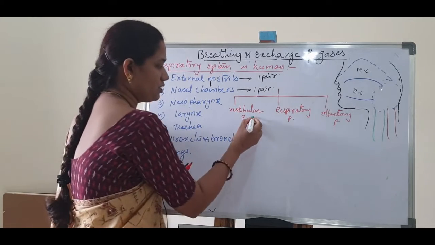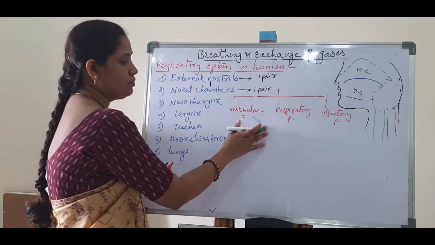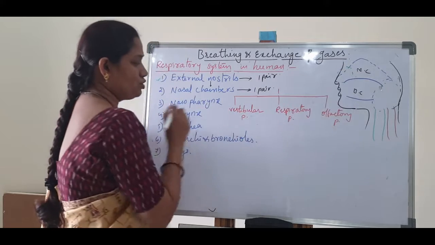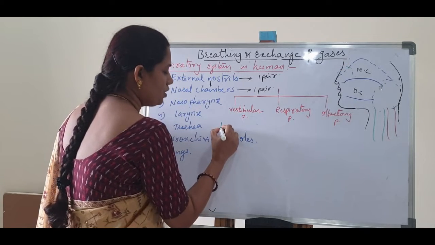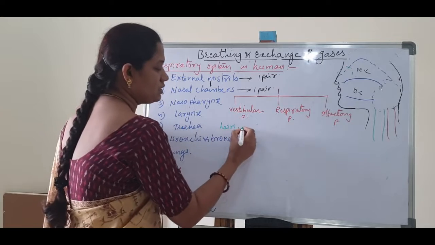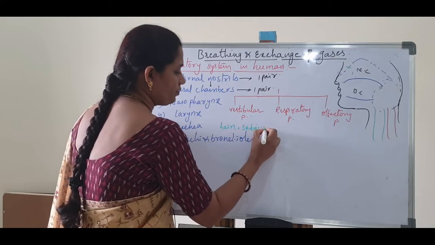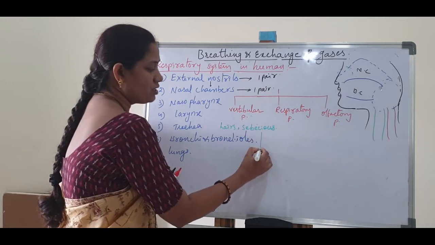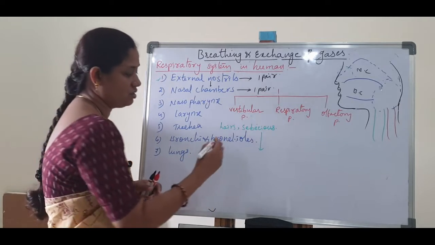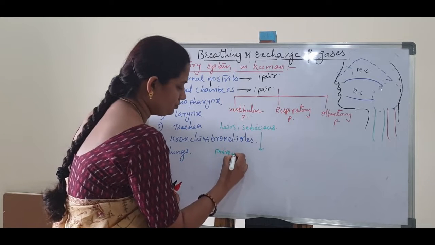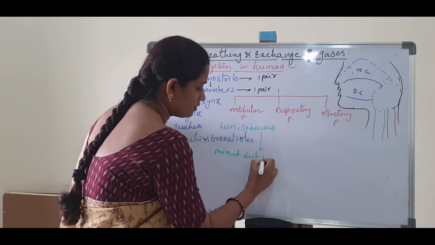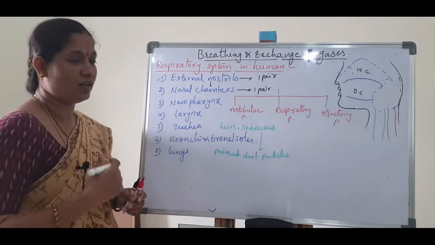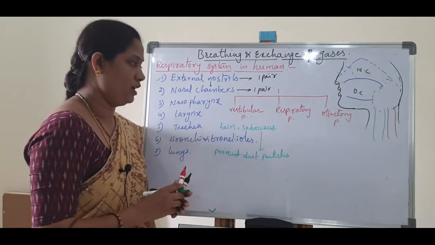First of all, I will tell you about the vestibular region. This is the anterior region. The anterior part is called the vestibular region. It has small hairs and sebaceous glands, which prevent the entry of dust particles inside through the inhaling air. So this is about the vestibular region.